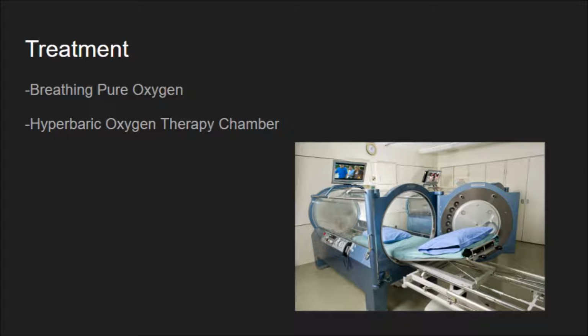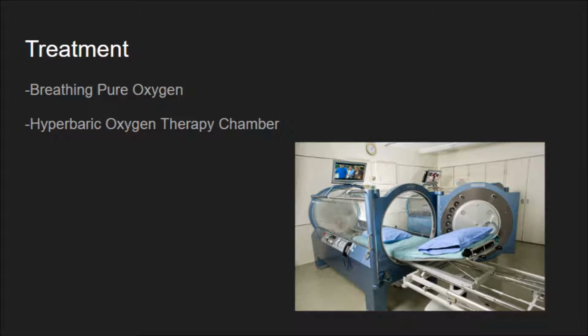You may breathe in pure oxygen through a mask placed over your mouth or nose. This helps oxygen reach the organs and tissues. If you can't breathe on your own, a machine ventilator may help you breathe. Another option is spending time in a pressurized oxygen chamber. In many cases, hyperbaric oxygen therapy is recommended.